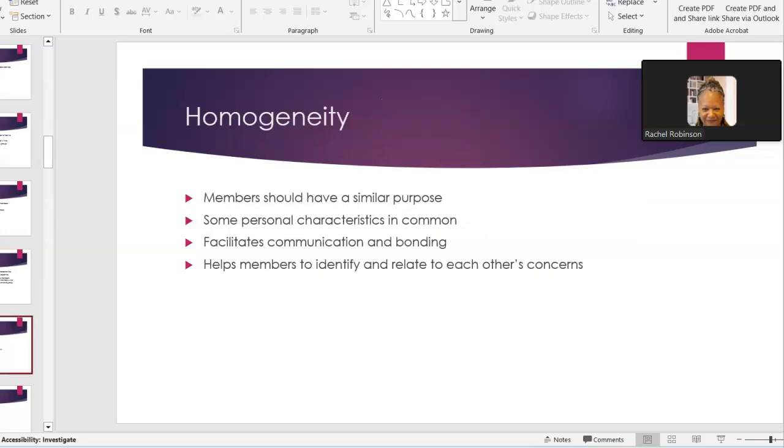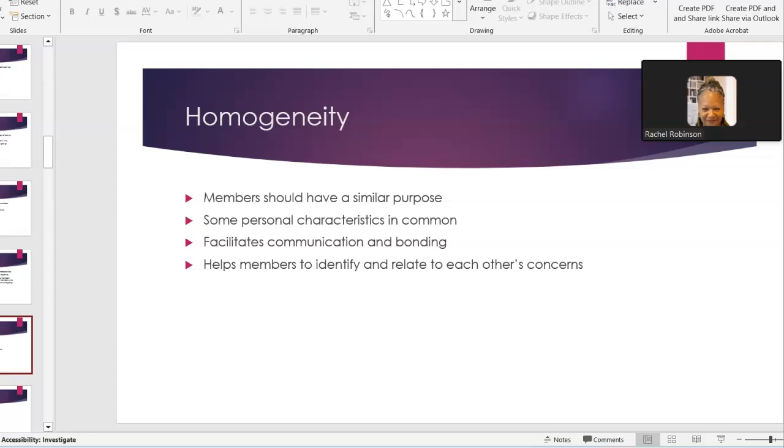So let's dive in a little bit more to homogeneity. First of all, the homogeneity comes from the group's purpose. If members resonate with that group's purpose, then they're on the same page. You want potential members that are on the same page with that. Some personal characteristics must be in common. If you have people that are aggressive mixed with people that are more passive or quiet, it might not work. So you want to look at the personal characteristics. Nancy has the benefit of knowing these women, knowing their personal characteristics.